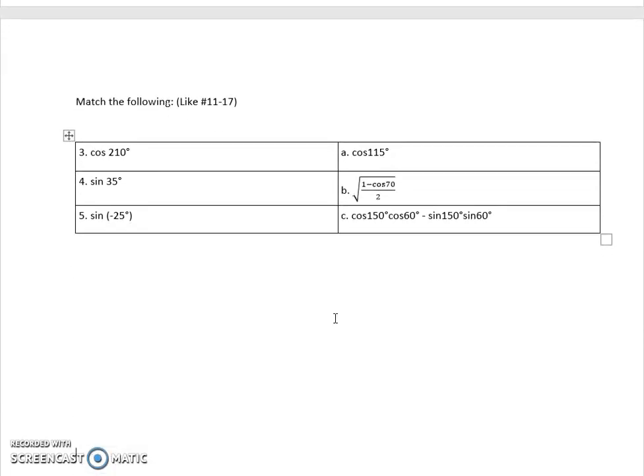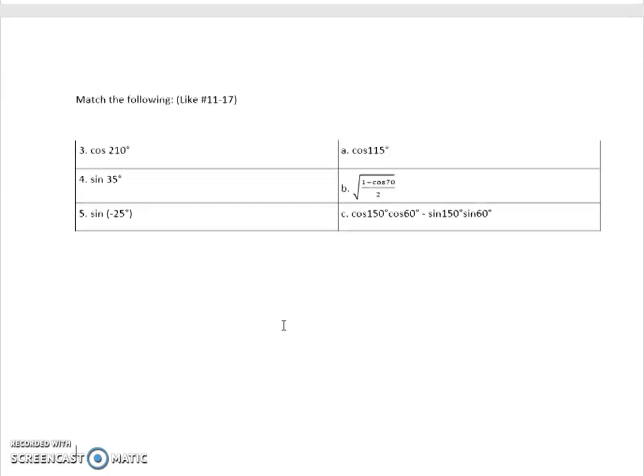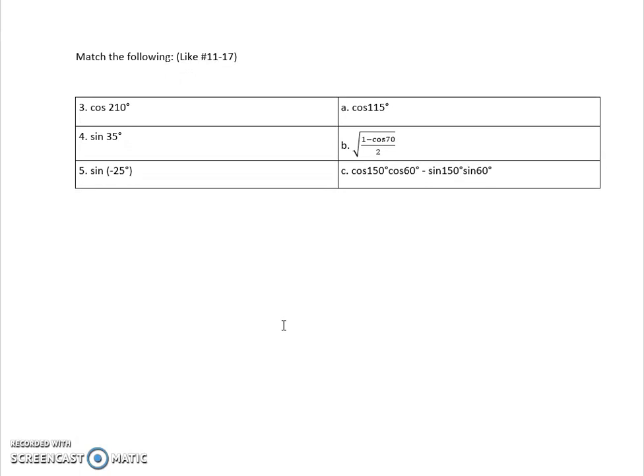Okay, so this is a matching one, like number 11 through 17 on your review sheet. So let's see how these work. So you've got quite a few matching ones on the review sheet and on the test. So we've got cosine and sine values over here. It might not be too obvious what you're going to do with them, so you might also want to look to the right to see what we have. So it looks to me like maybe what's on the right would be a little bit easier to deal with.